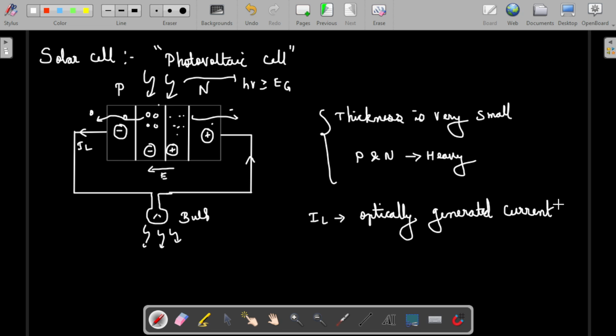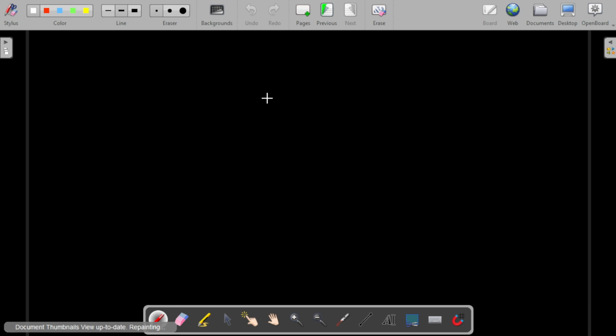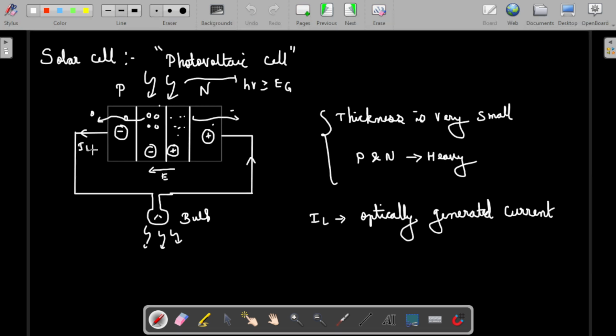I hope you are able to get some idea about the solar cell. So let's get into INET. INET is the total current that will be flowing through the circuit. Here two types of current are mentioned. One is IL, which is the current flowing in this circuit. But there is another current, which is IF.